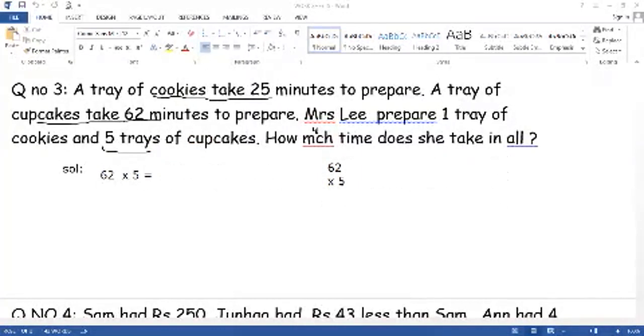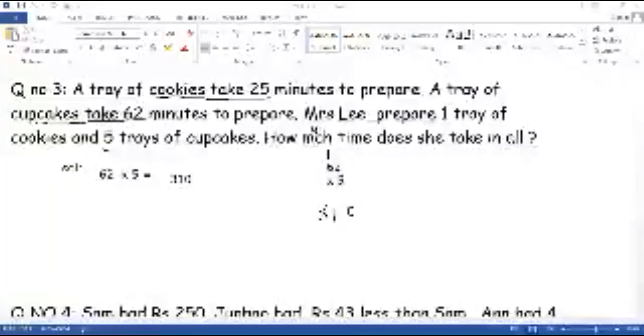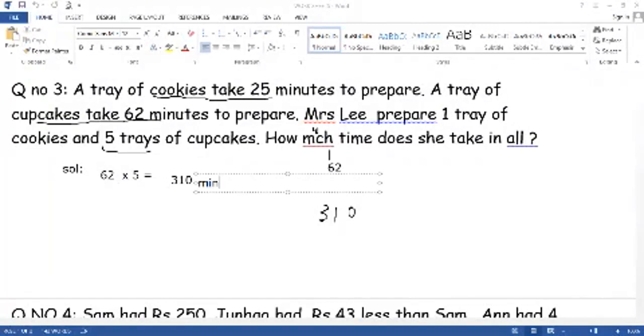So simply, 5 twos are 10. You write down 0 over here and 1 will be carried on. 5 sixes are 30, and then you add 1. So your answer is 31. Now we find out the timing of a cupcake. The cupcake's timing is 3:10 minutes. You can even mention minutes over here. So this is something that you have found out.